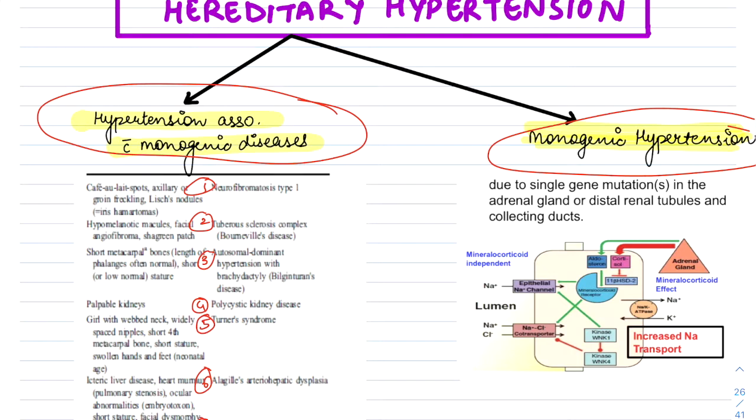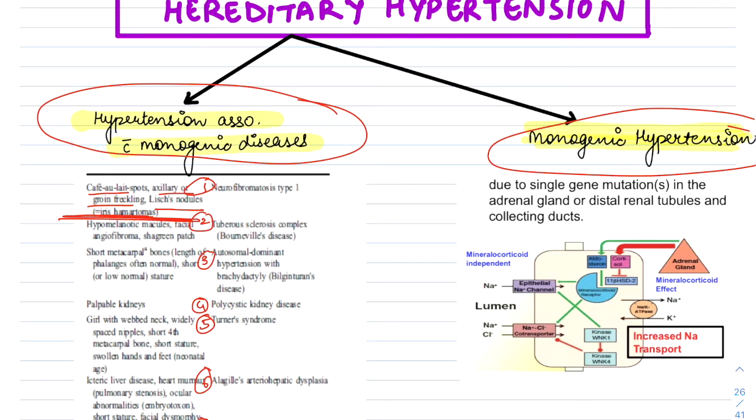Considering neurofibromatosis type 1 first, it is associated with three characteristic features: the café-au-lait spots, axillary or groin freckling, and Lisch nodules, which are basically iris hamartomas. These are the three characteristic features of neurofibromatosis type 1.